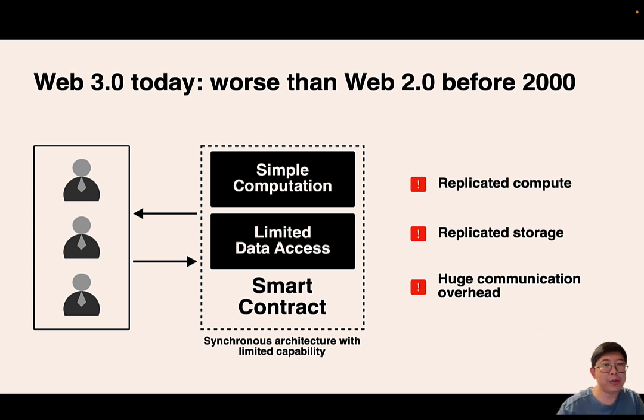So if you look at Web3 today, we are actually at a spot that is worse than Web 2 before 2000. It is still very much a synchronous architecture because we're essentially operating on a blockchain with a single threaded computing server. What's worse here is that the blockchain is actually rooted in replicated compute and replicated storage with huge communication overhead for the consensus protocol that every single blockchain is based on.